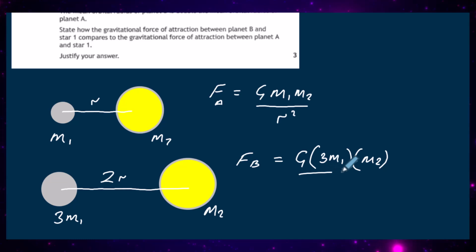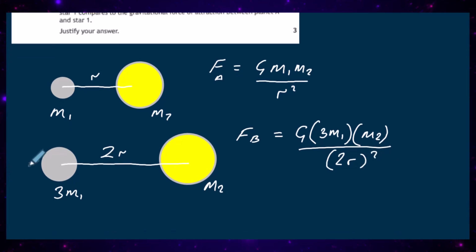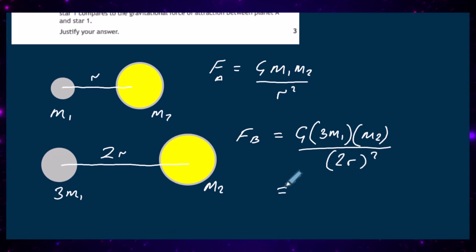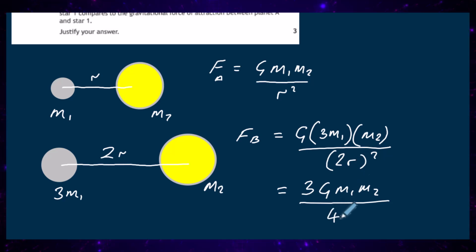But the distance between the centres is now 2r. And if we square that, we have 2r all squared. Now if we multiply this force of attraction between exoplanet B and the star, we have 3 times the universal gravitational constant, M1 times M2, and we have to divide that by this part here squared. 2 2s are 4, and we've got r squared.